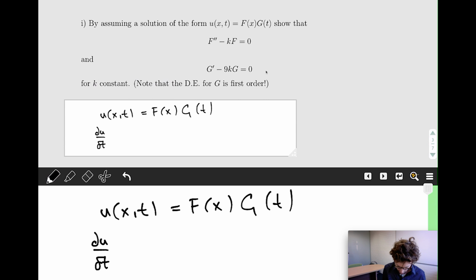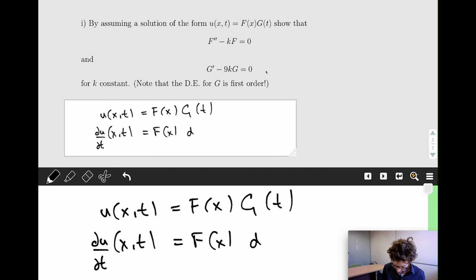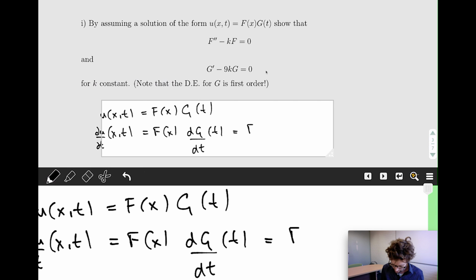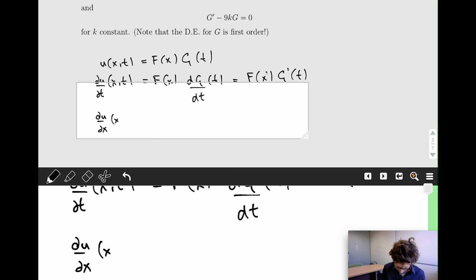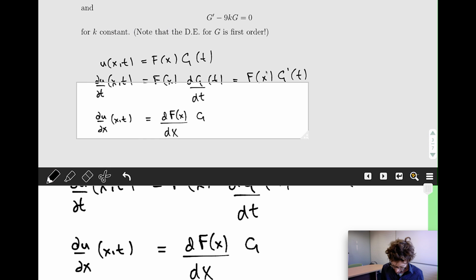So the partial derivative of u with respect to t won't affect f of x and gives me the ordinary derivative of g with respect to t, and we're going to write that as f of x times g prime of t. We've got the partial derivative of u with respect to x, which doesn't affect g of t, but does affect f of x. And again, we're going to write that as f prime of x.